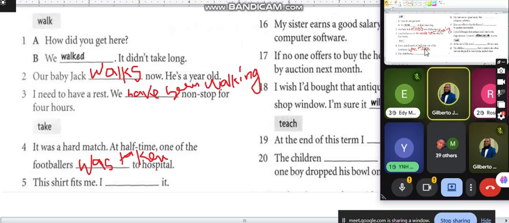I see Rosita, I see Ed. Do you guys have different ideas, or is it the same answer?